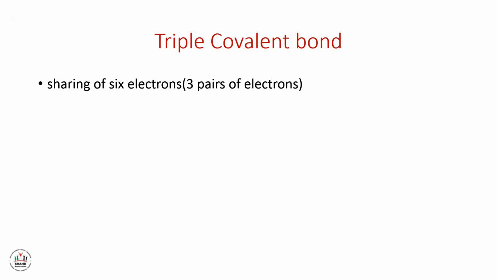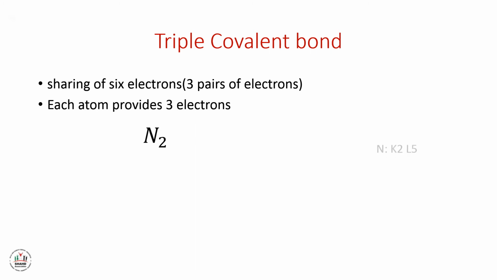The final case is when we have triple covalent bond. In this type of bond, we have sharing of 6 electrons, or 3 pairs of electrons. So each atom provides 3 electrons, like in the example of N2.